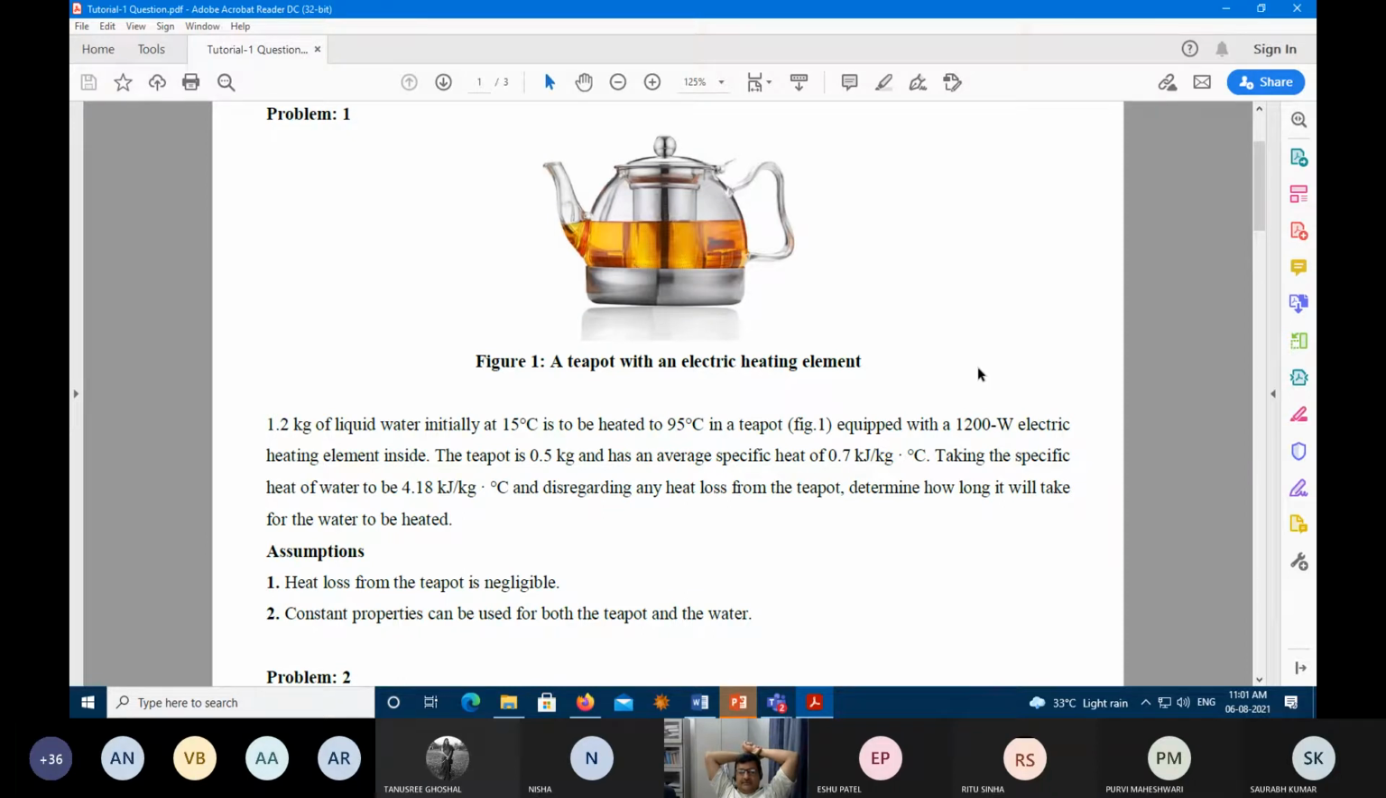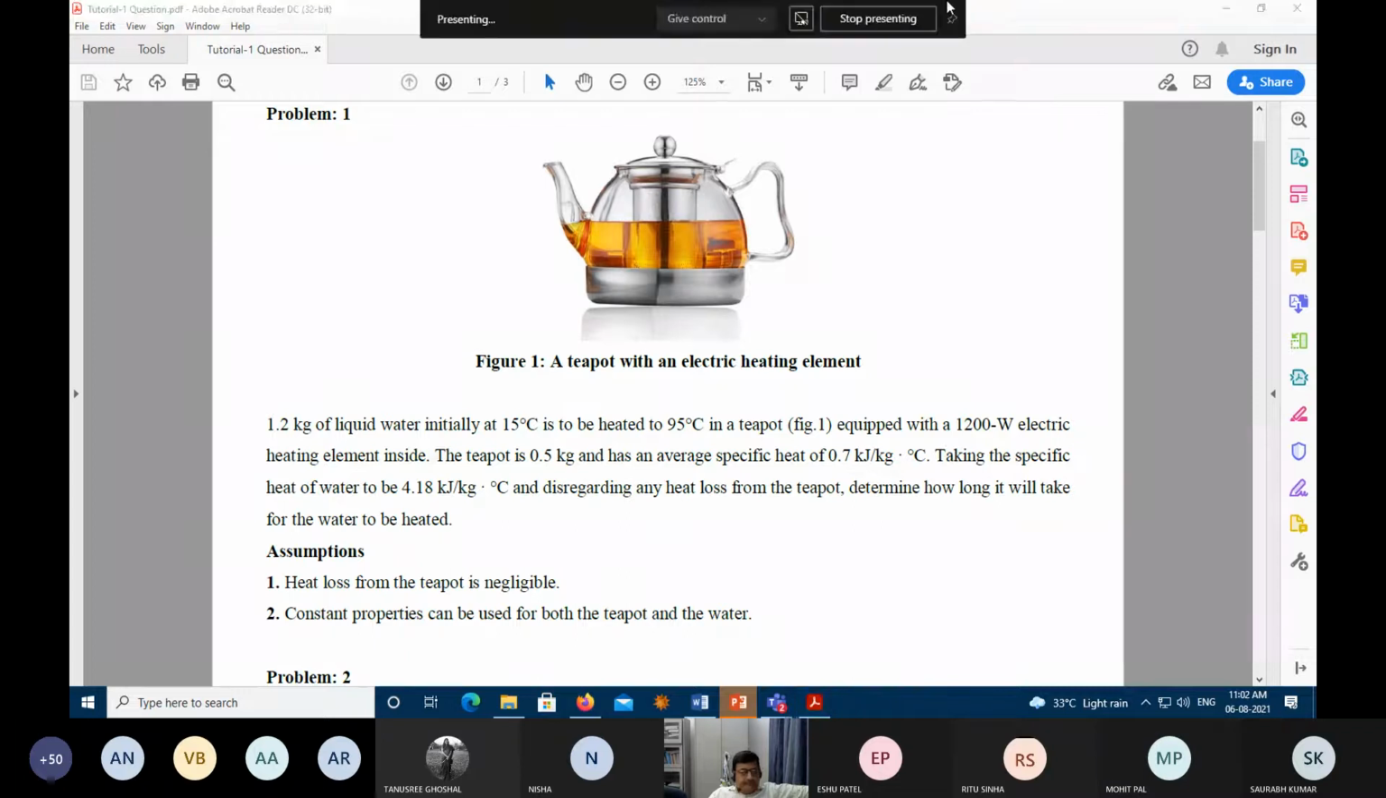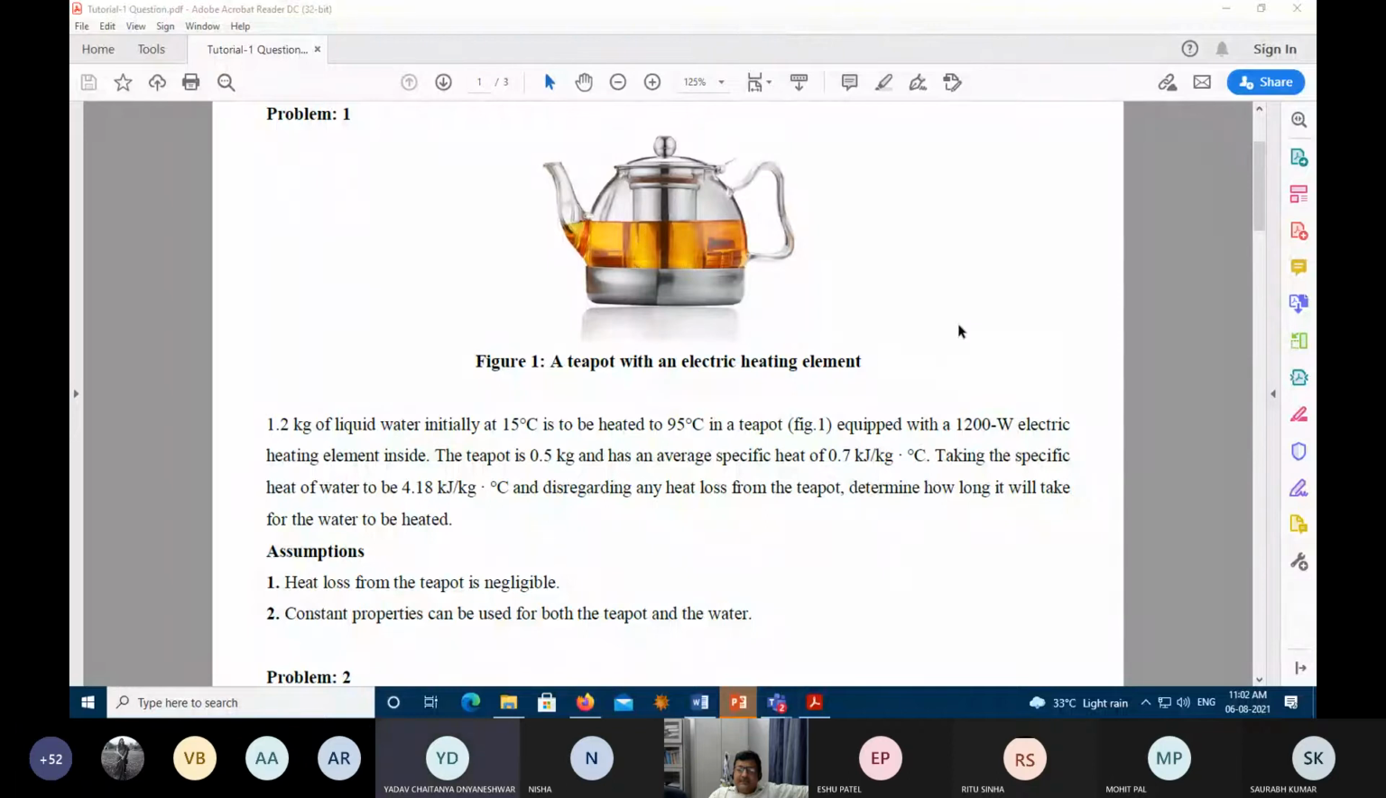So watt means, what is the relationship between watt and joule? Energy per unit time. What is the unit of which property? So power. Joules per second, that is power. Can anybody tell me what is the difference between power and energy? Power is energy per unit time. Rate of energy. Yes.